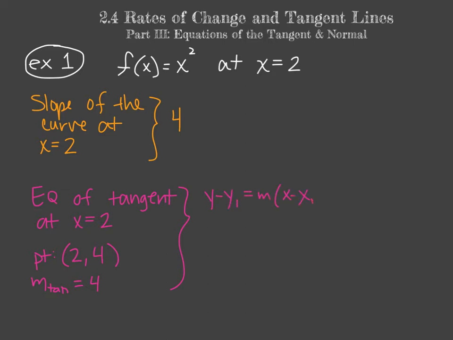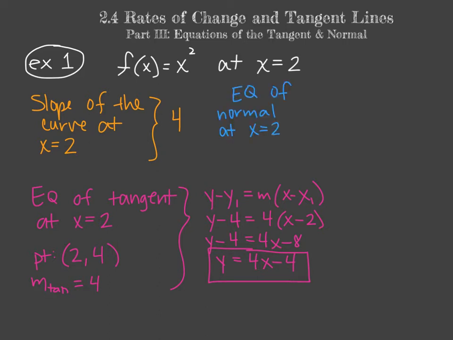And I'm going to plug in y1, m, and x1, multiply it through, and add 4. Awesome, so this is the equation of our tangent line. The last thing that we're going to find is the equation of our normal.